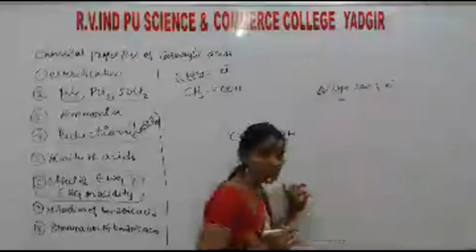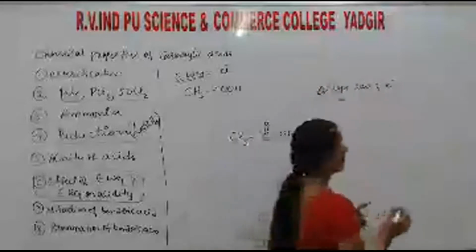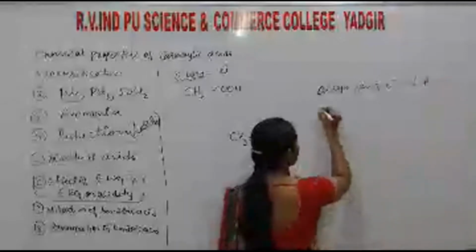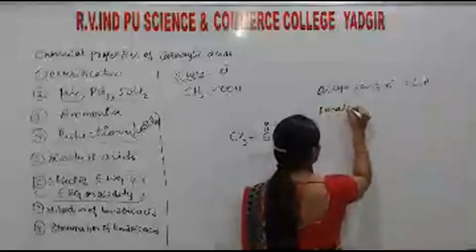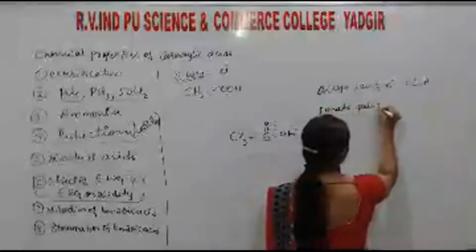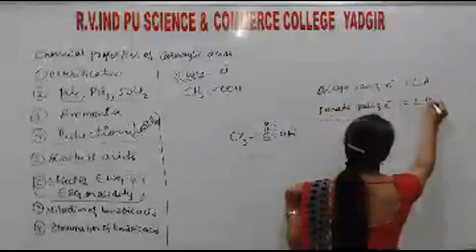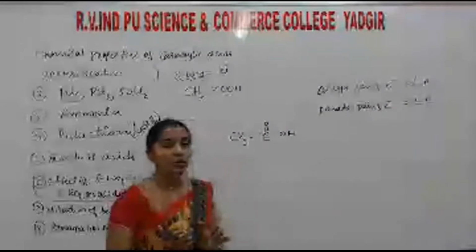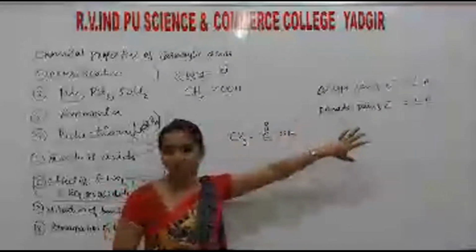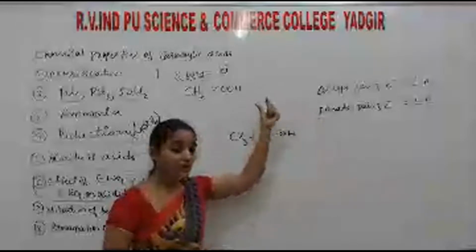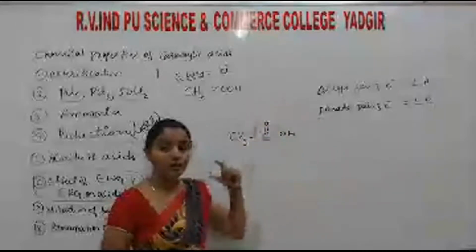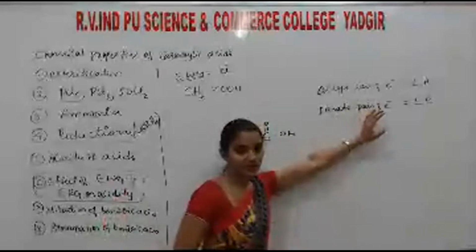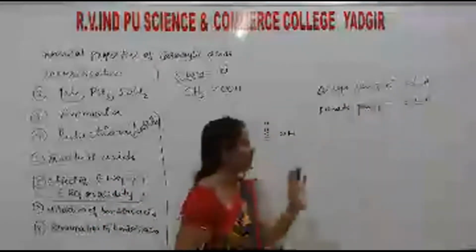One which accepts a pair of electrons is called a Lewis acid. One which donates a pair of electrons is called what? Lewis base. So in the case of the acidity of a carboxylic acid, we take the dissociation of the H plus ion. In the presence of an electron withdrawing group or an electron releasing group, we have to consider this acid and base concept: Lewis acid, Lewis base.